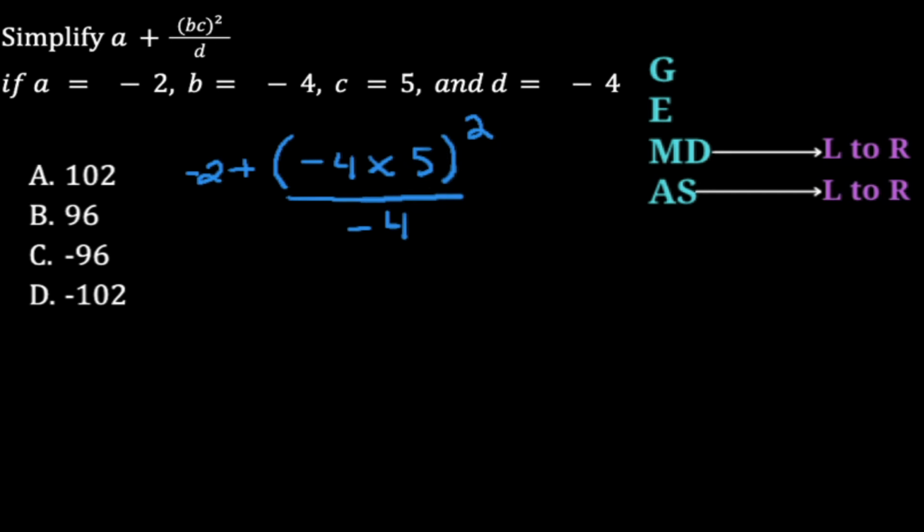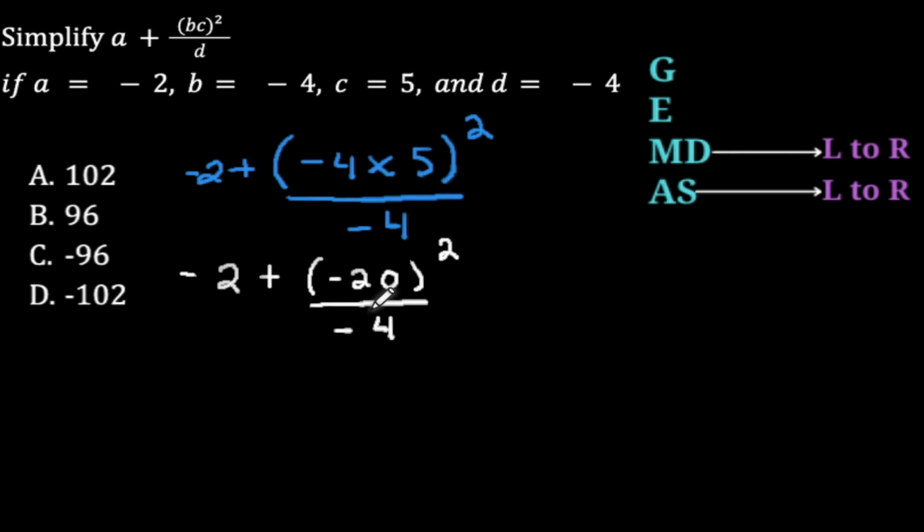Okay, so now what we're going to do is work with grouping symbols. So here we have multiplication. So let's bring everything else down. So we have -2 plus -4 times 5 is -20. Don't forget about the exponent of 2, and that's over -4.